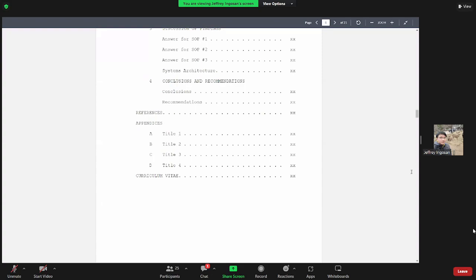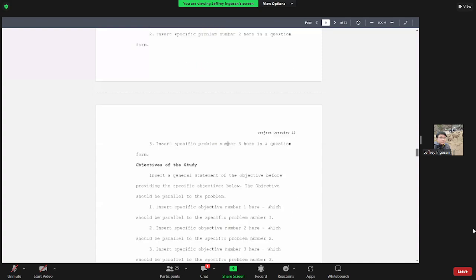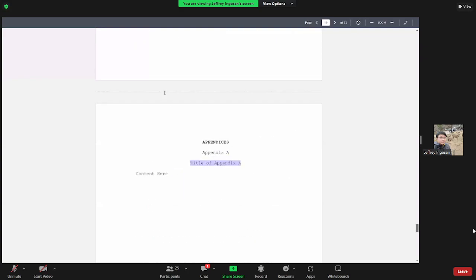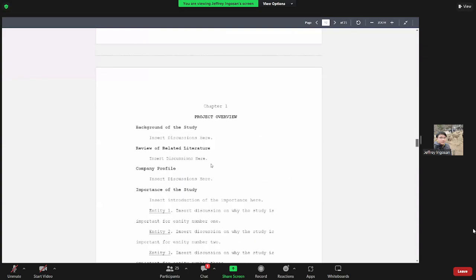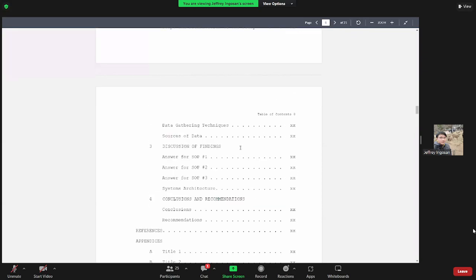So let's go to the sample appendices here. So you have here appendix A and then the title of appendix A. So whatever title you will write here for appendix A is what you would be putting in the table of contents, the title. And lastly, curriculum vitae.